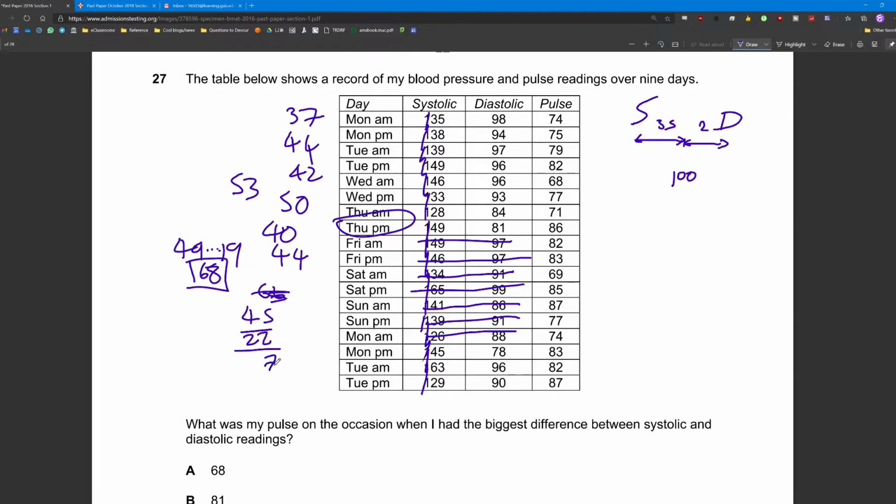67, 67, just not enough. 63, 4, 67 as well, and 29, 90, obviously less than 60. So we're looking at this 68 difference, and the pulse is 86.